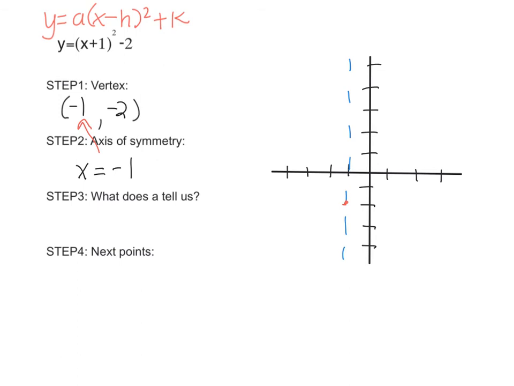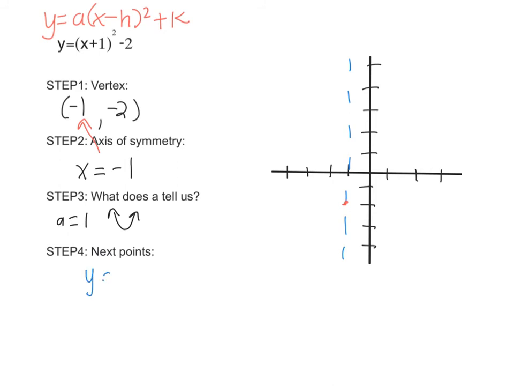Okay. What does the a value tell us? Well, this a value happens to be 1. We didn't list it, but we can see it written in front of the parentheses. There isn't a number there, which means that that value has to be 1. And since 1 is a positive number, I know my graph should be facing right side up. So let's move on to step 4 and see if finding our next points proves that the graph is right side up.